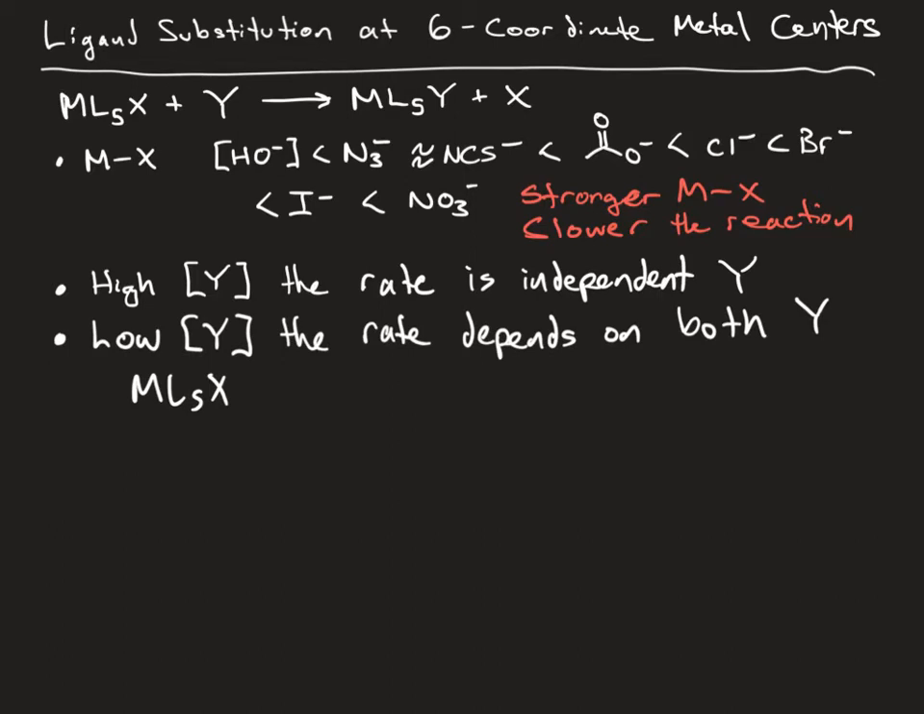The first two observations seem to be consistent with the dissociative type mechanism, where you would lose X, forming a 5-coordinate species, and then Y would come in and occupy its place. In contrast, the third point seems to be consistent with an associative type mechanism, or an IA type mechanism, where you form a 7-coordinate species followed by the displacement of X.